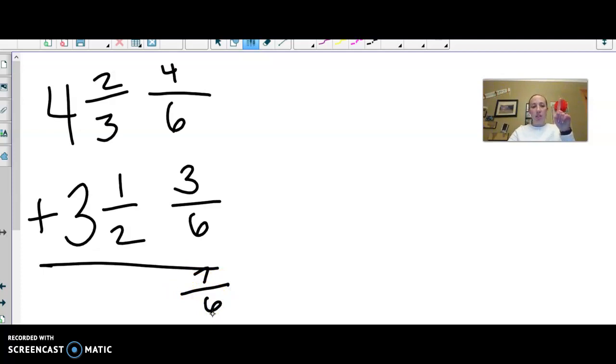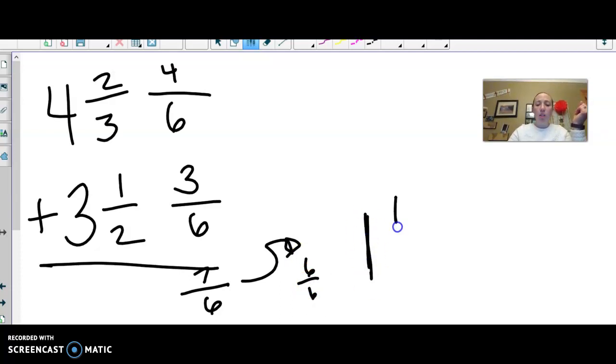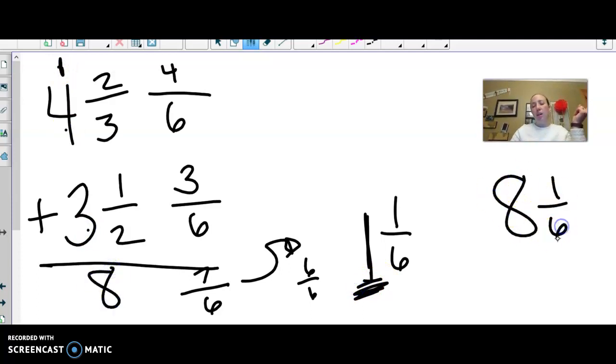But 7/6 is improper, right? 7 is bigger than 6. So then I have to say, okay, well, 6/6 is 1 whole. So I have 1 whole and 1 more 6th. So then I take this whole. It's like I almost carry it over here. 4 plus 3 is 7, plus this 1 whole is 8. So I have 8 and 1/6 is my answer, right?